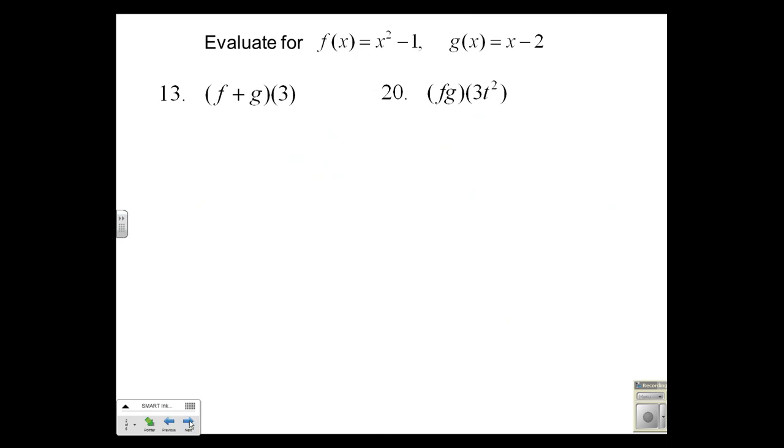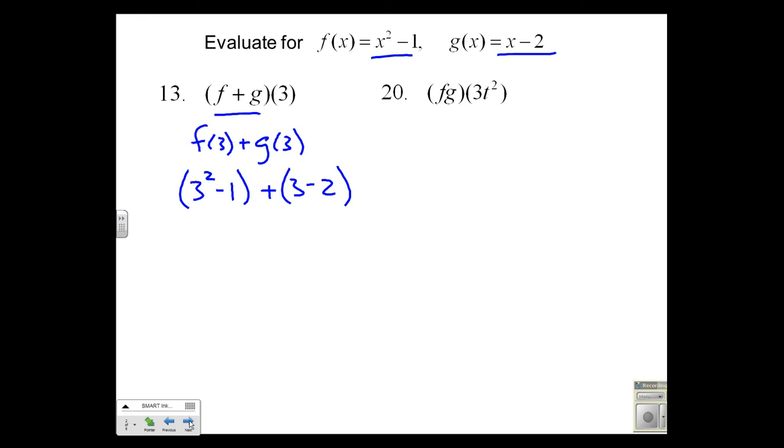Okay, evaluate f plus g of 3. Well, we've been doing this stuff before. It's just now we're combining functions. So again, what I could do is find f of 3 plus g of 3, or I could find f plus g of x, combine these together first, and then put 3 in. But I'm just going to find f of 3 plus g of 3. So that would be 3 squared minus 1, plus 3 minus 2, or 8 plus 1, 9. That easy.